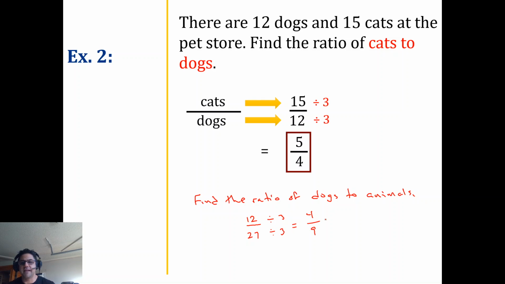And that really means, again, 4 dogs out of the 9 animals. So if there was a group of animals, that would see 4 dogs. So obviously we would see 5 cats, which is the same thing up here from our initial ratio. So several different ways we can write it based off of our statement.